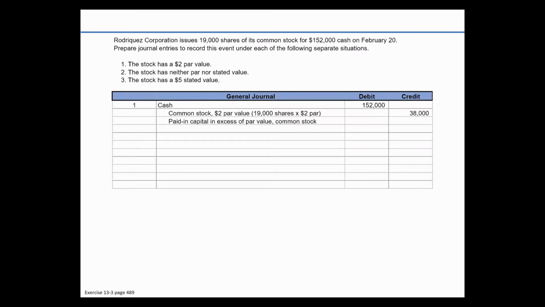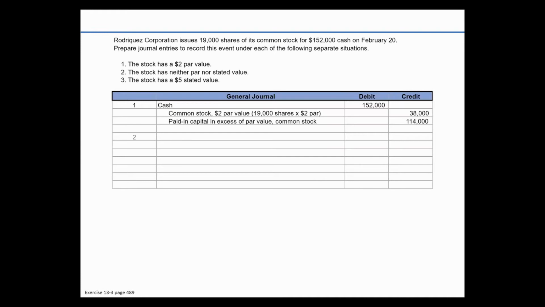Then we would credit the paid-in capital in excess of par value common stock for the remaining amount. And so in this case, it's $114,000. We get that by taking the $152,000, subtract 38, and then what's left is the paid-in capital in excess of par value.